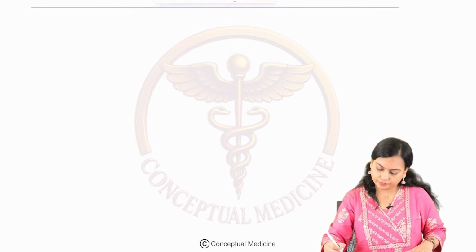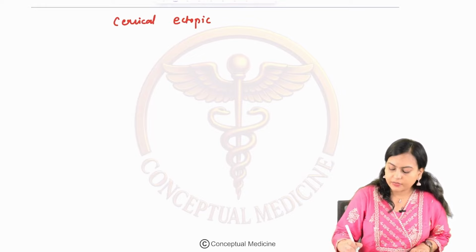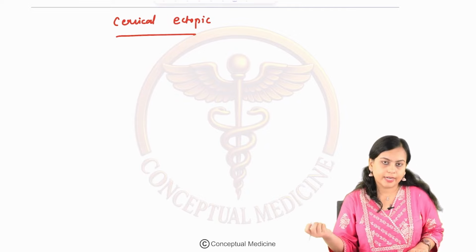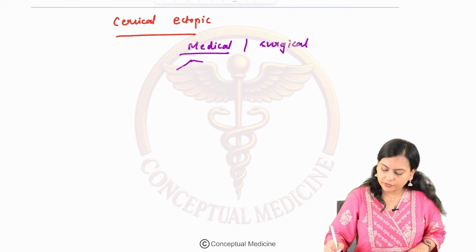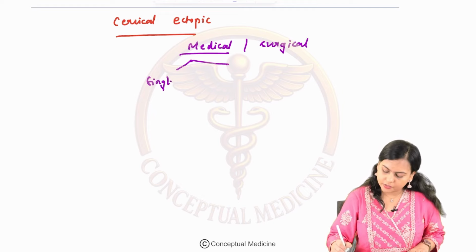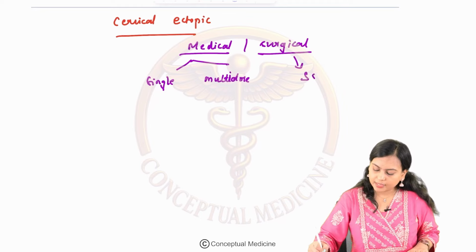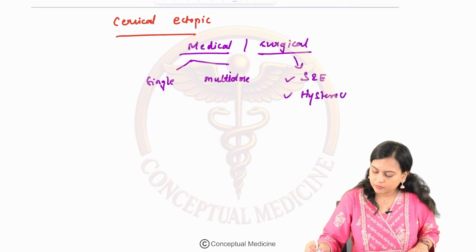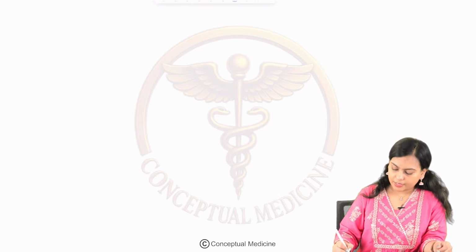Okay, next is cervical ectopic. In case of cervical ectopic, you can prefer to go for a medical management or a surgical management. And in the medical management, you can prefer to take a single dose regimen or a multi-dose regimen, as we have discussed previously. And since it is a cervical ectopic, sometimes suction and evacuation are tried. In rare cases, hysterectomy can also be needed.